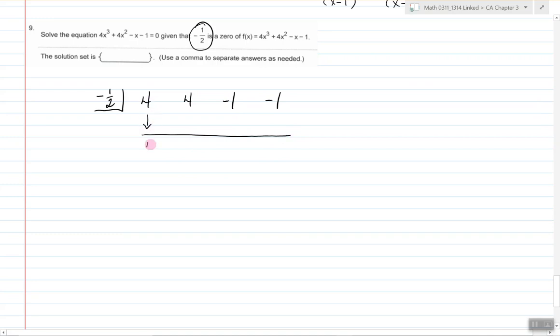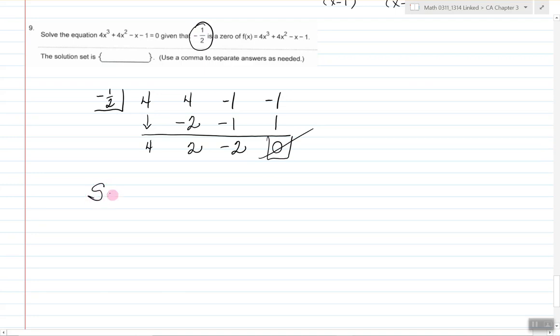Bring down the 4. 4 times negative 1/2, positive times negative is negative. Half of 4 is 2. Add for 2. Positive times negative is negative. Half of 2 is 1. Negative 1 and negative 1 is negative 2. Negative times negative is positive. Half of 2 is 1. That gives me a remainder, no surprise, of 0. Because when something is a 0, that means that it represents a factor. You will get a 0 remainder.